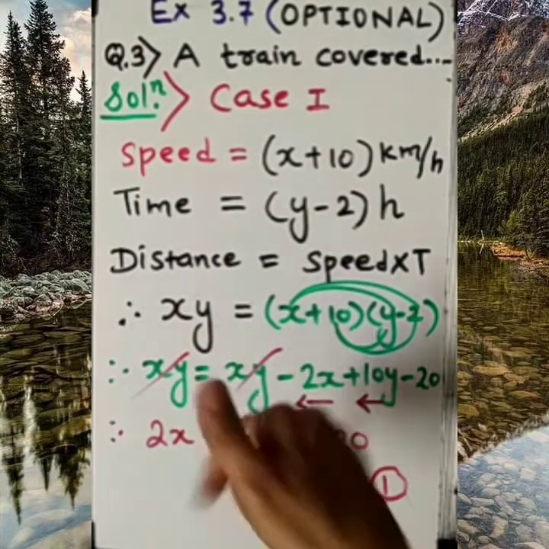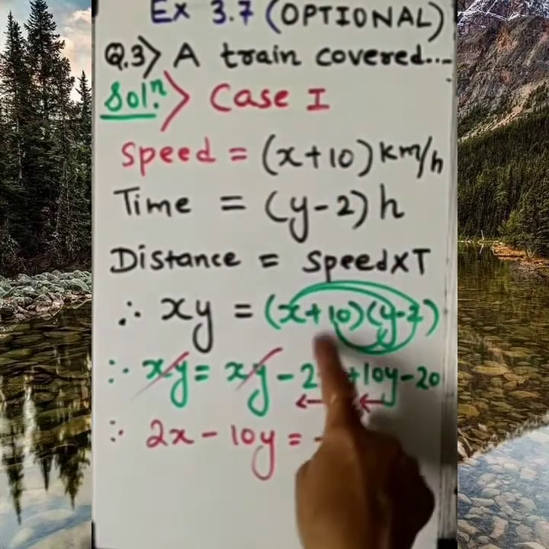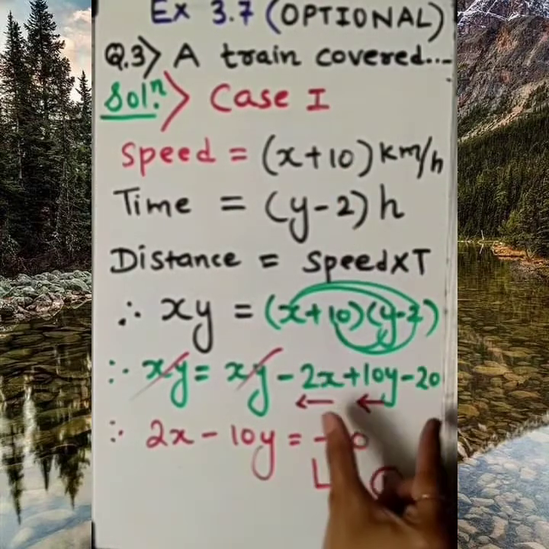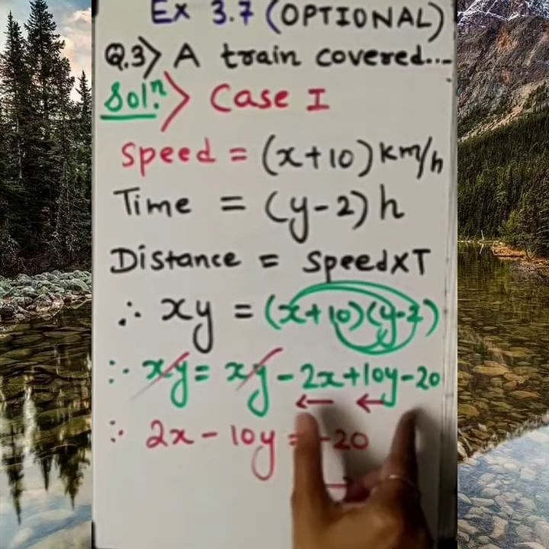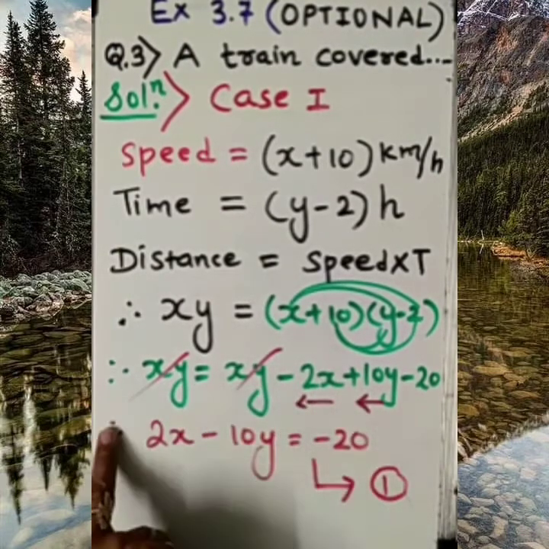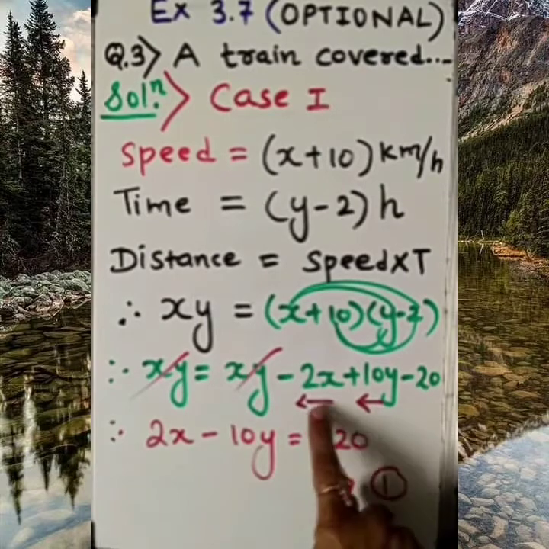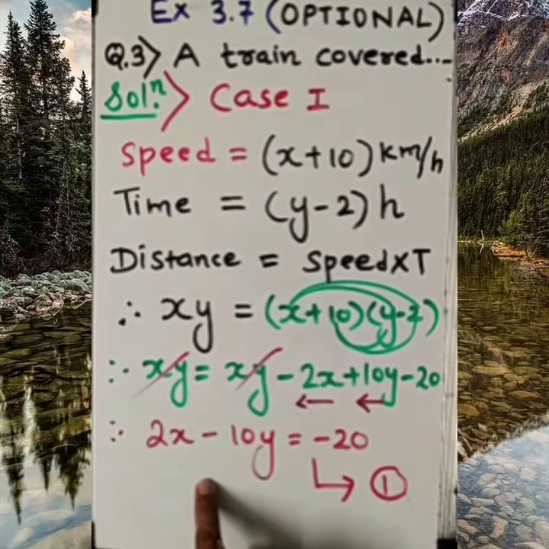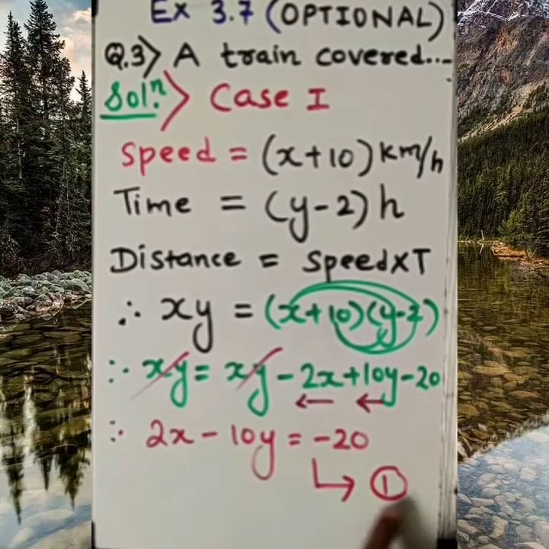That is xy, which we found in the beginning. Of course, here the speed is x plus 10 and the time is y minus 2, and we have simplified by multiplying the two brackets as we know. This xy cancels. Why did I cancel it? Because if I bring this xy to the right side it gives minus xy, so that will cancel here. Again I am transposing the x and y terms to the right side, and minus 20 stays as it is on the left side. Let me call this equation number 1.